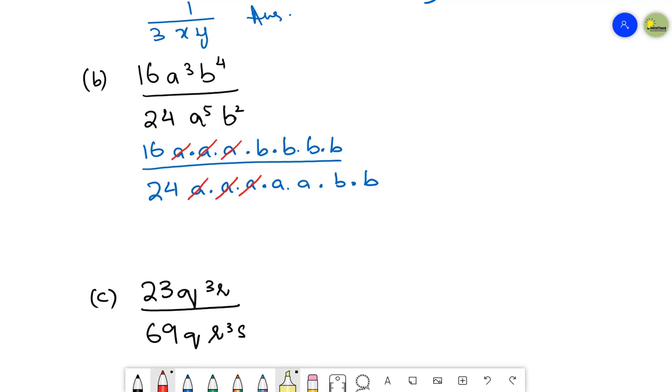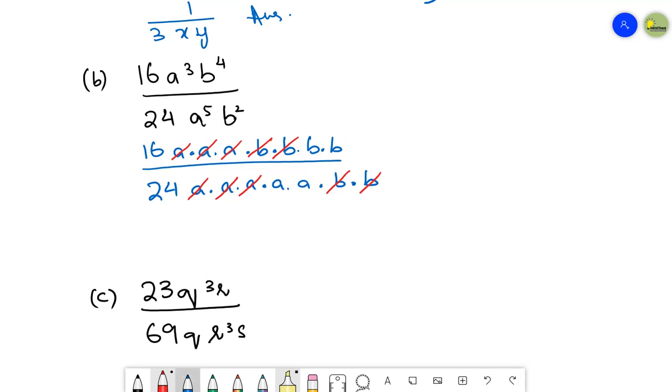Let's talk about B now. B will be cancelled with B. B will be cancelled with another B. So, 2 B's are still left in the numerator. But you cannot cancel them since you don't have any B in the denominator. So we have cancelled the variables.